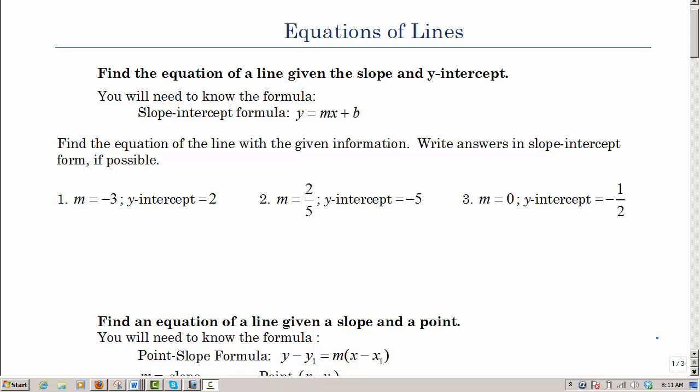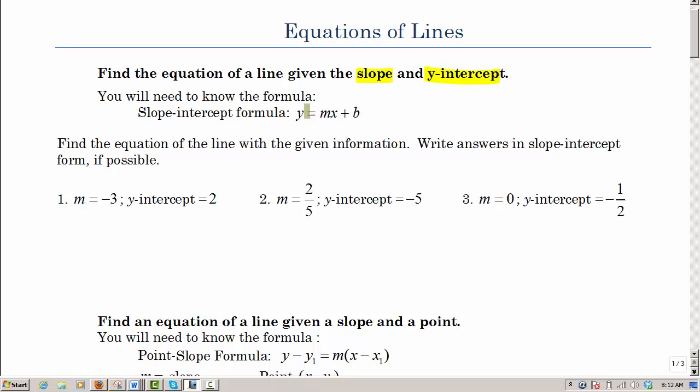In the past few lessons, we have been looking at how to graph lines. Now we're going to take information and write equations of lines. You will need to know several formulas for this lesson. First of all, we're going to find an equation of a line given the slope and the y-intercept.